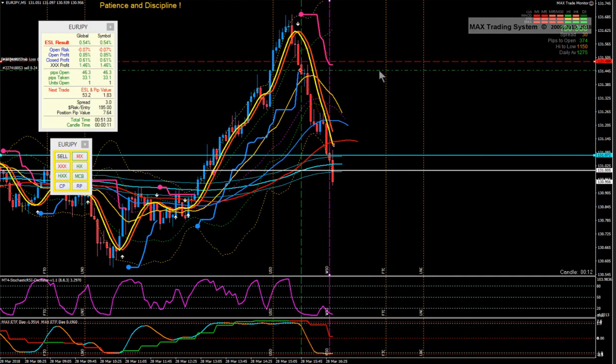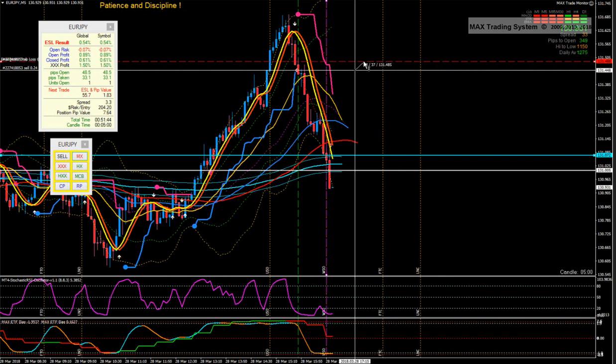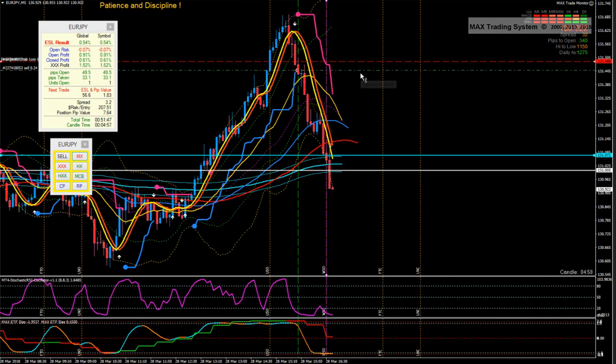And you can see, by the way, that now I am almost break-even with my second unit. The risk on my second unit is only, as you can see, 3.7 pips, so well covered by the profit I have made on the first unit.